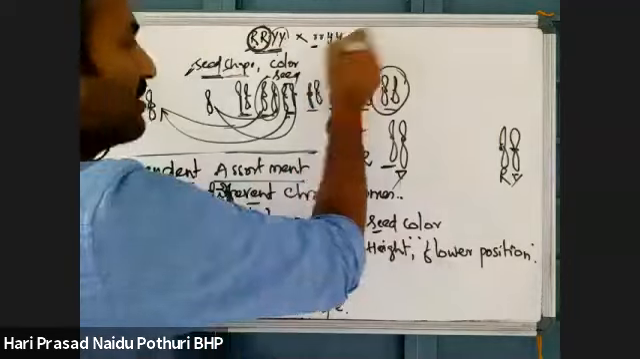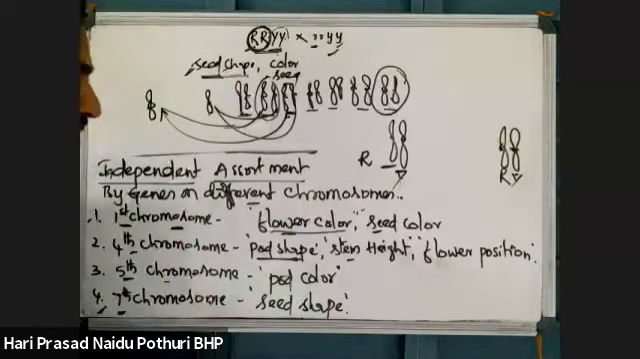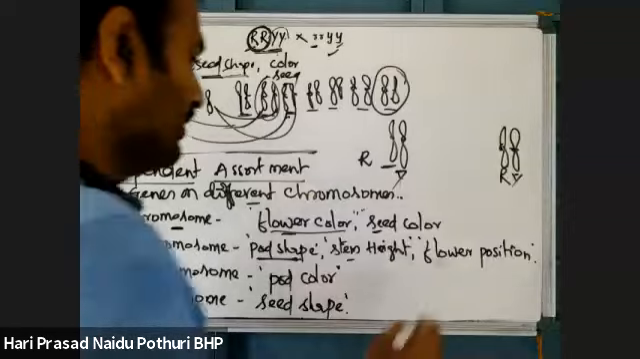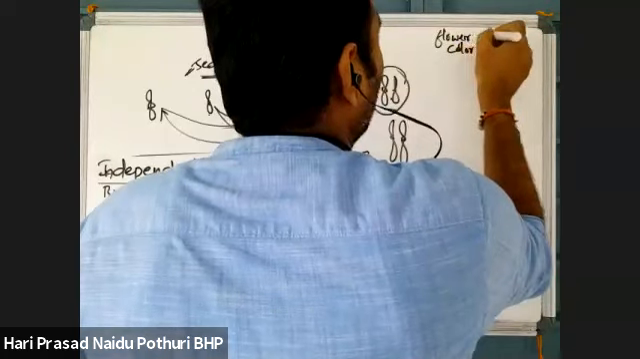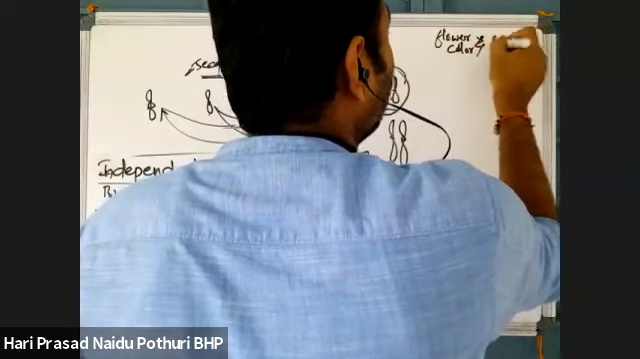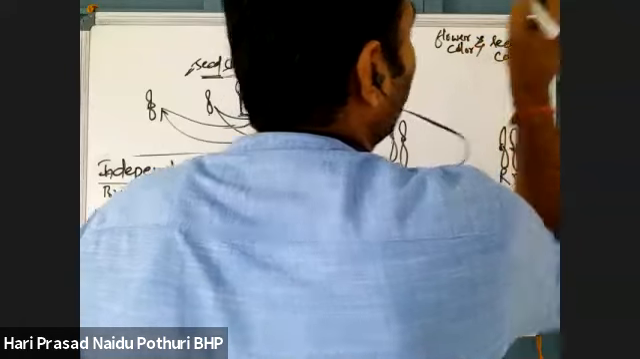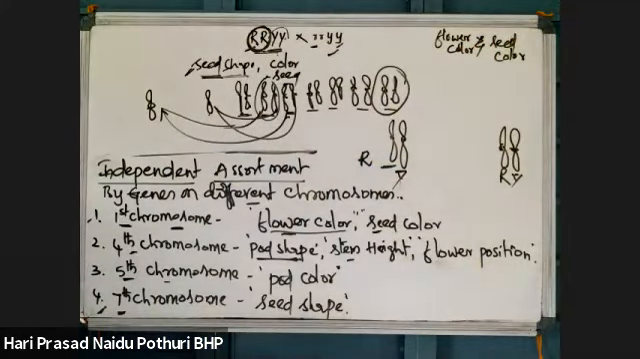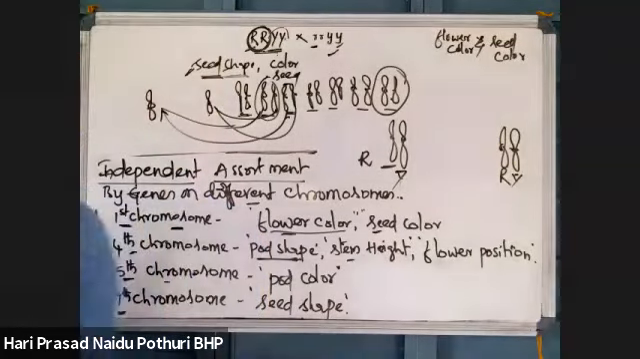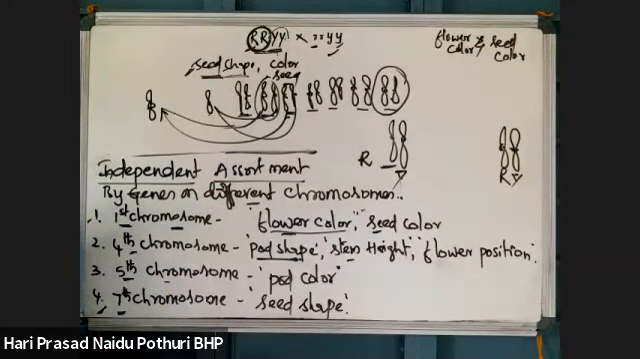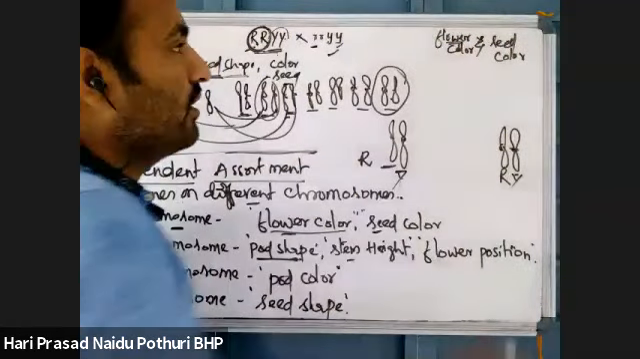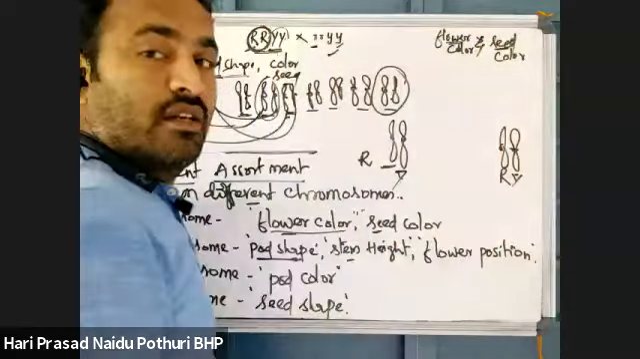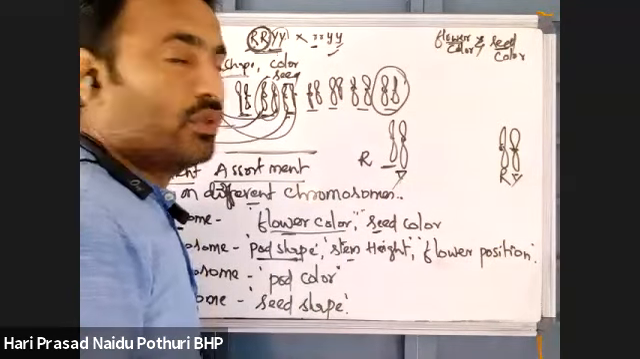Suppose this is the condition. If we take a cross, suppose flower color and seed color characters are taken for the dihybrid cross. Then what happens? Flower color, what is it, blue, white. Seed color, what is it, yellow, green. Two characters are taken.